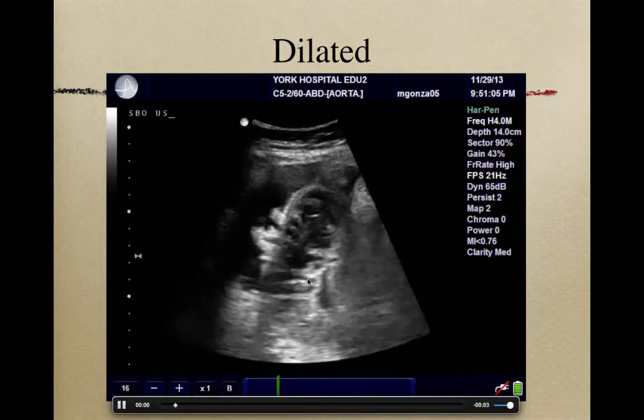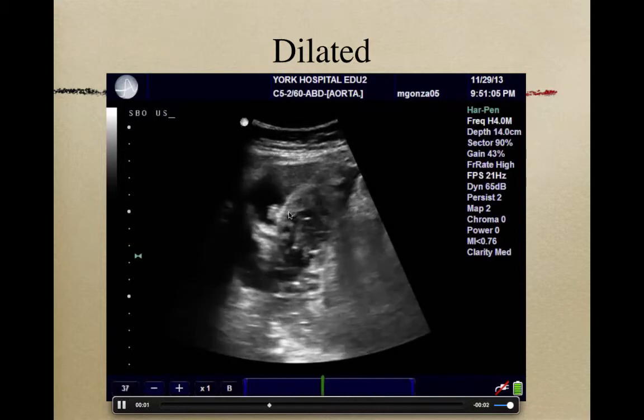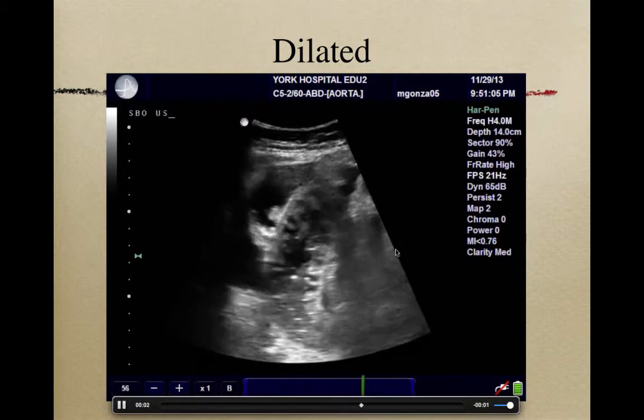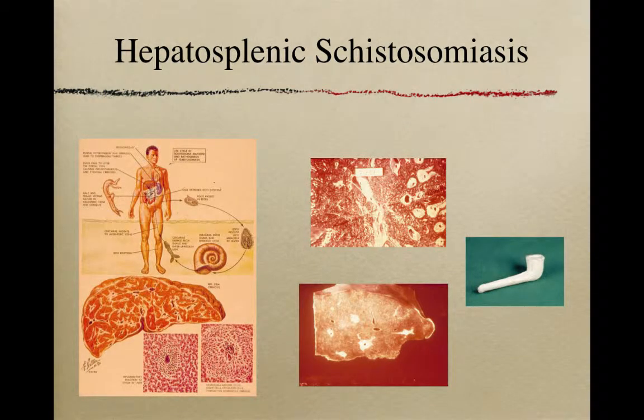This is actually not a polyp, but just part of the normal intestinal wall that is not normally seen unless the intestine becomes fluid-filled. Mostly what we're going to be looking for is some findings of the eggs as they are deposited around the portal circulation.